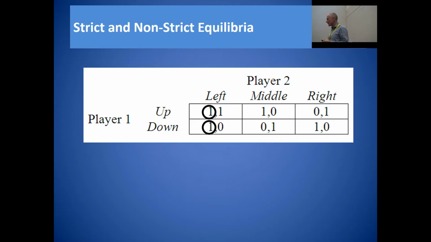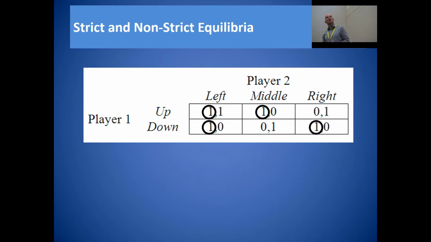If player 2 chooses left, player 1 chooses up, he gets a payoff of 1. If he chooses down, he gets a payoff of 1. Both of them are optimal responses. And hence, I'll put a circle around both up and down. Now if player 2 were to choose middle, what's the optimal response from player 1? Up. And if player 2 were to choose right, the optimal response from player 1 is down. Exactly. And that's it for player 1.